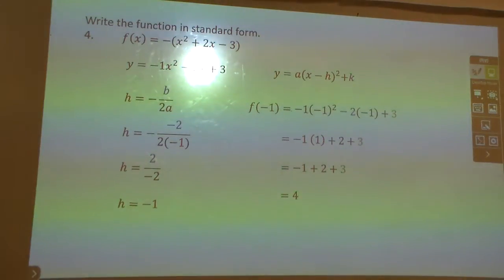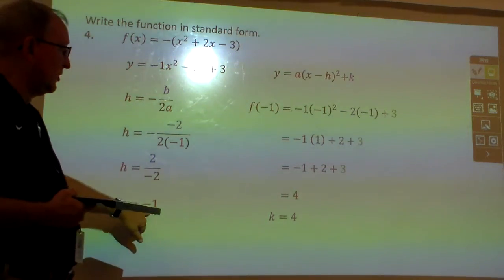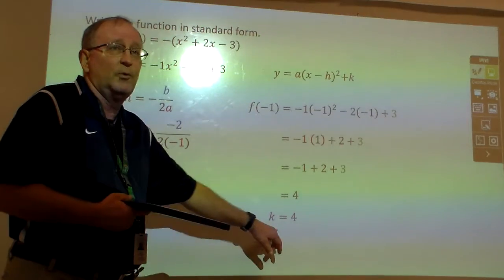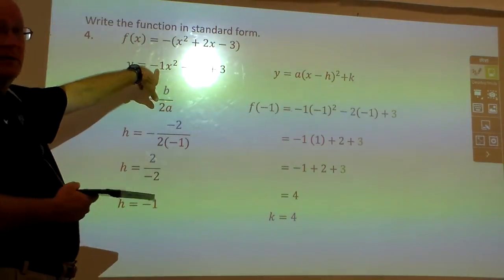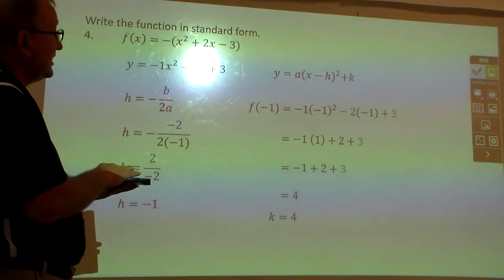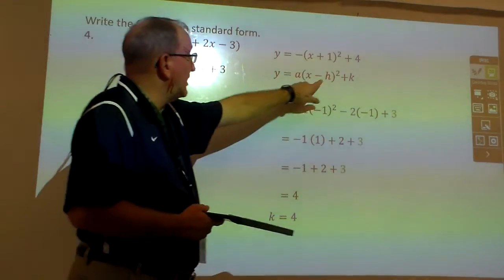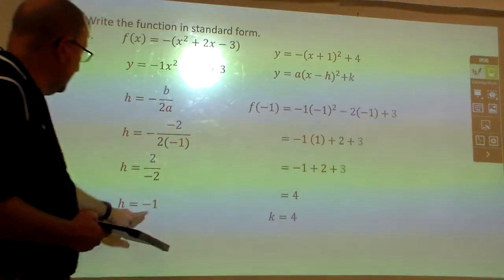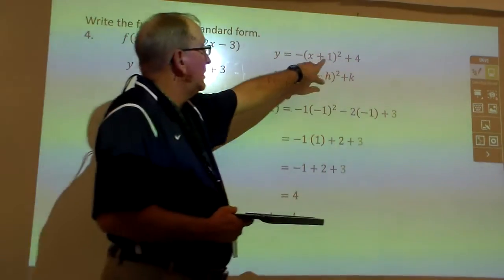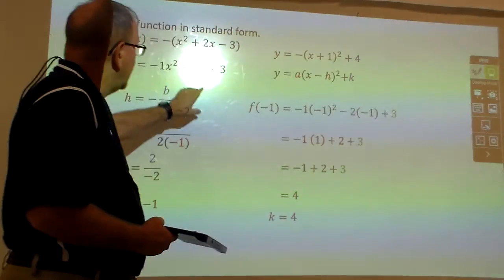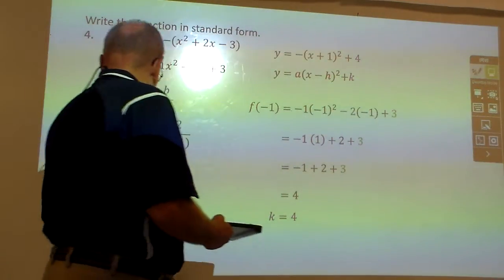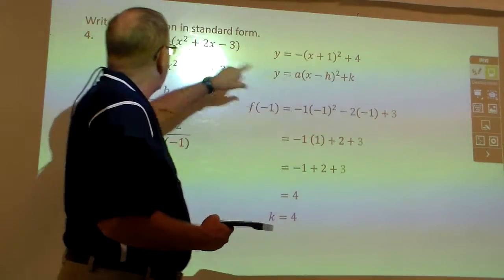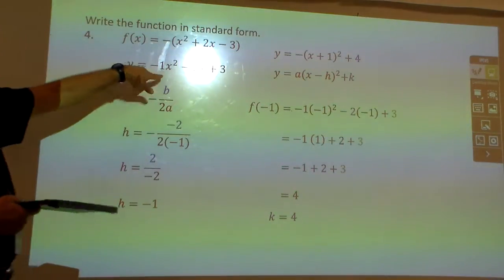So here's what I know. K is 4. H is -1. That's the vertex at (-1, 4). So if I go up here, I'm going to write this. What's the a value? A is -1, so I'm going to put a negative in front of that. And remember, this is inside the parentheses, so if h is -1, what's the negative of -1? +1. And then k is just 4. H and k. And a was that number right there in front.